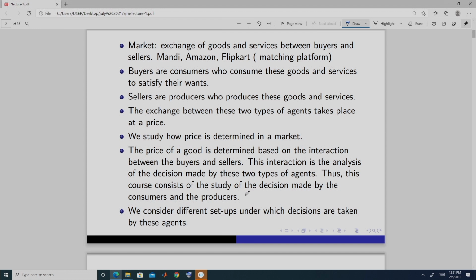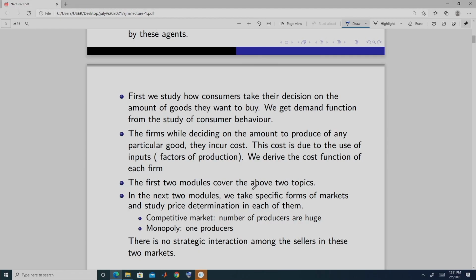And what we will do is take different setups, different environments you can say, under which these decisions will be taken. Okay. First, we study how consumers take their decision. That is, how much amount of goods and services they want to buy if they face any price and if they have a fixed income. Okay. So we do that in consumer behavior. That is our first module.